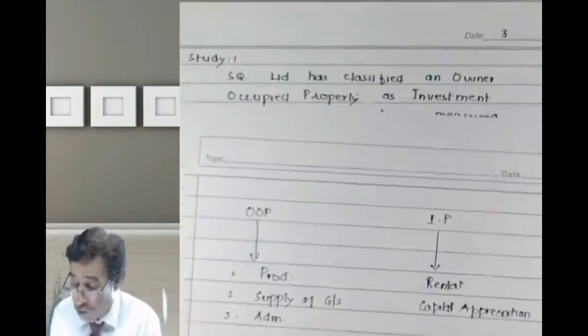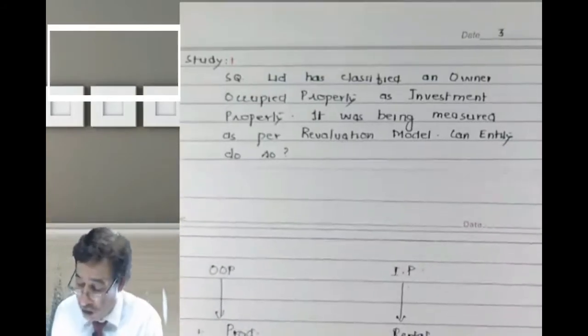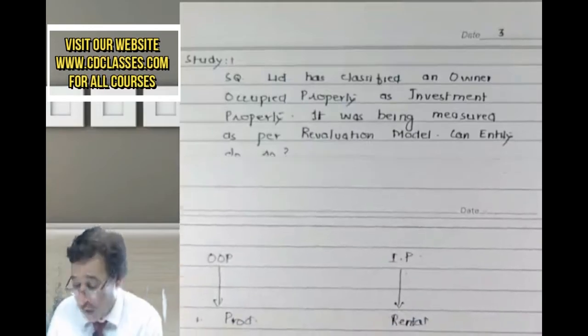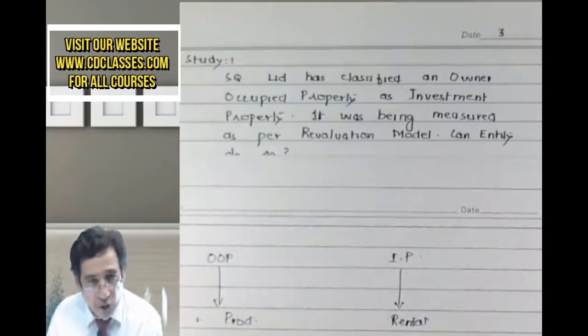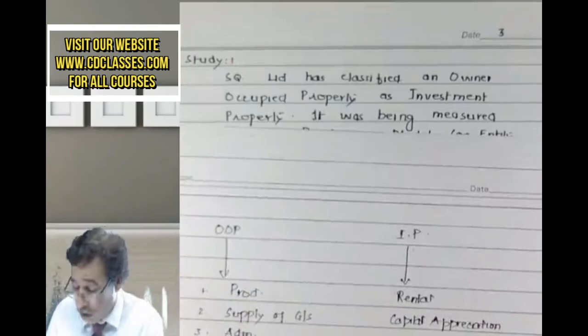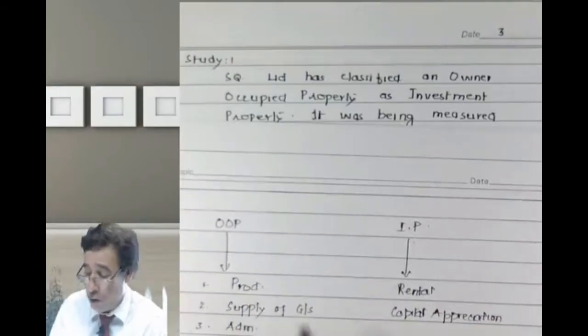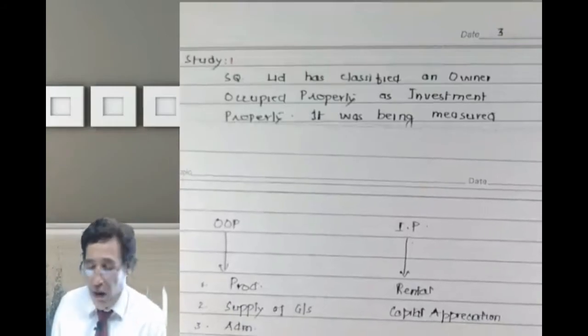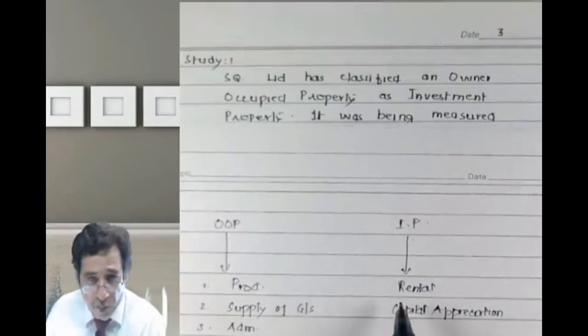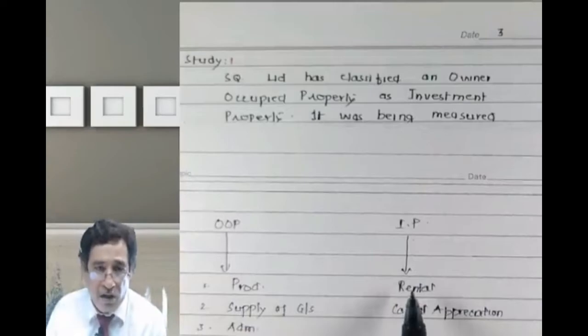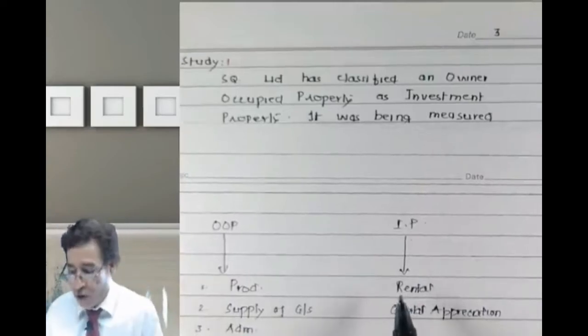Now we come to this question. Now you will be able to understand it. So owner-occupied property is one which is being used either for production, or for supply of goods and services, or for administration purpose. On the other hand, investment property means property held for the purpose of either earning rental income or to earn capital appreciation.